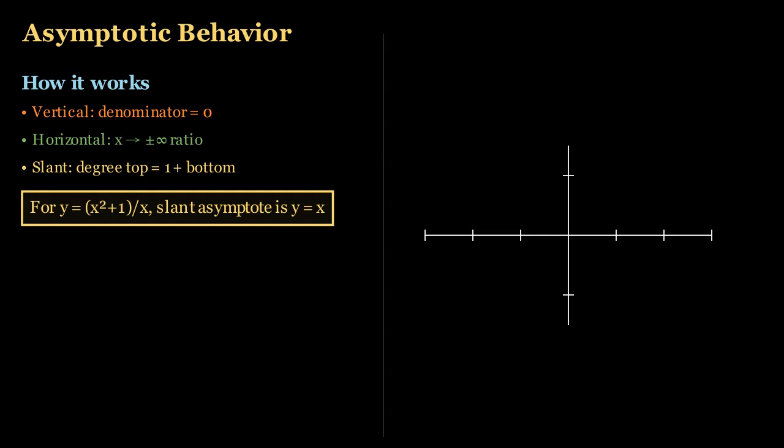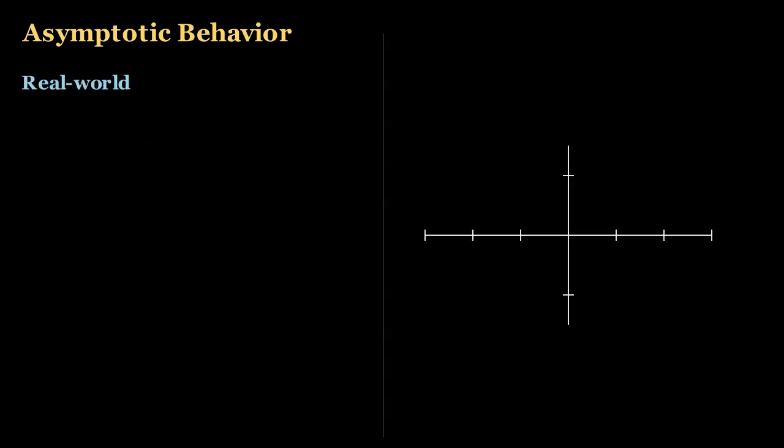Let's solve a concrete everyday problem. Suppose you start a t-shirt business. You pay a fixed setup cost of $100 for the screen printing equipment, and each shirt costs $5 in materials. You want to know the average cost per shirt if you make x shirts. The total cost is 100 plus 5x. The average cost per shirt is the total cost divided by the number of shirts, so the function is y equals 100 plus 5x, all over x.